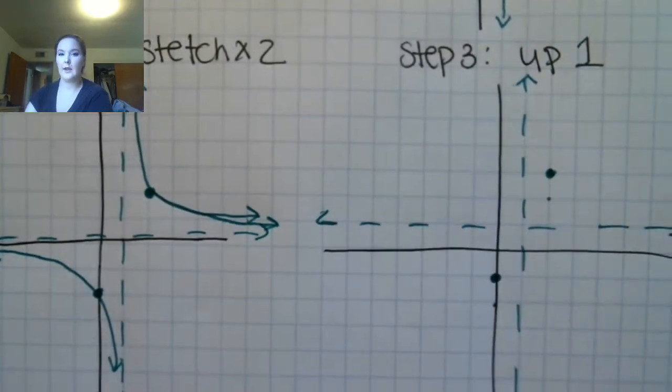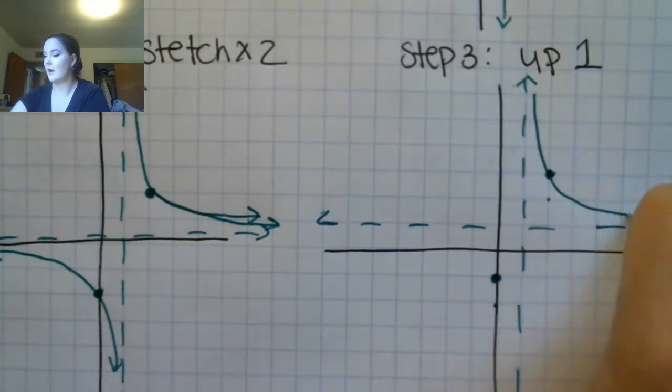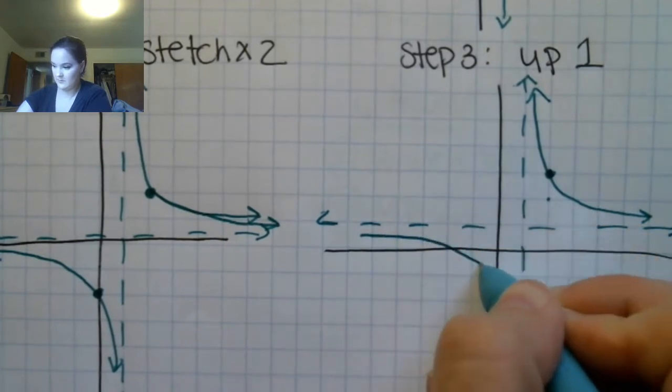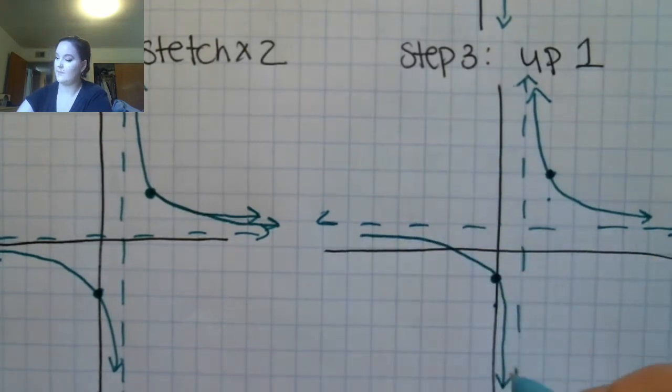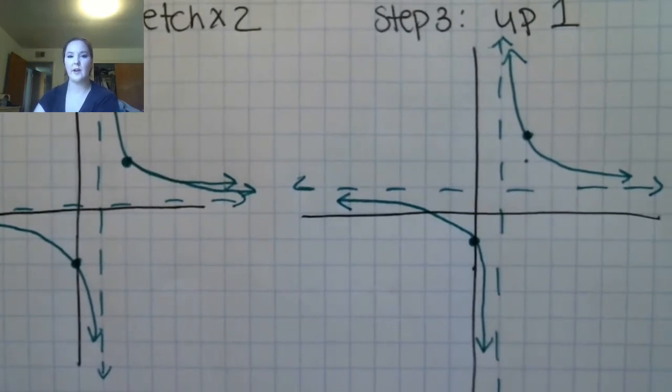Okay, and now I'm going to draw in the shape of my graph, making sure that I show these graphs going towards the lines. Okay, and that would be my final graph.